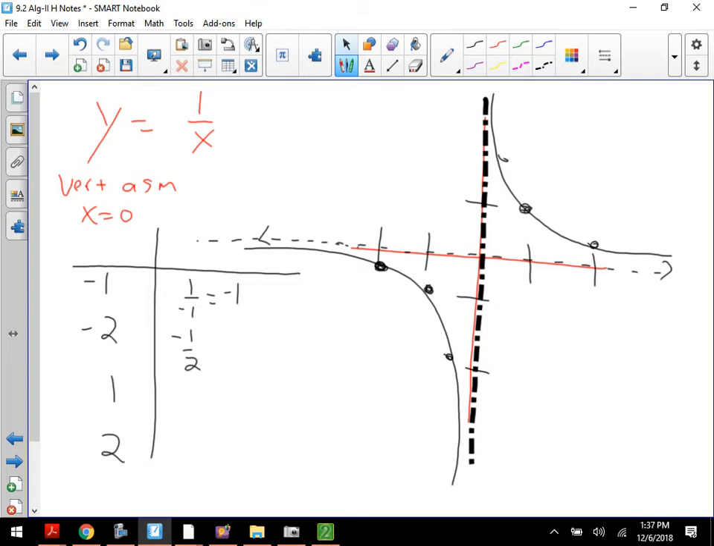Now with these hyperbolas, we're not finding centers. We're not worried about vertices and foci and covertices and things like that. We're looking at them in terms of rational functions. Now today we're going to look at two types.